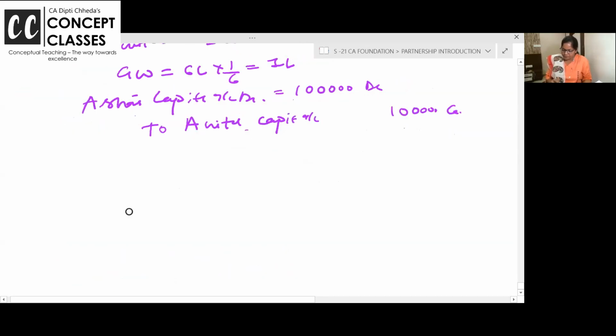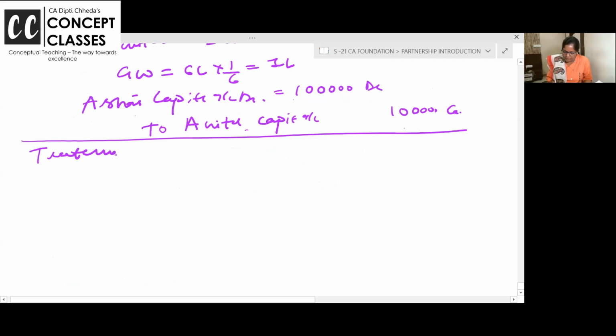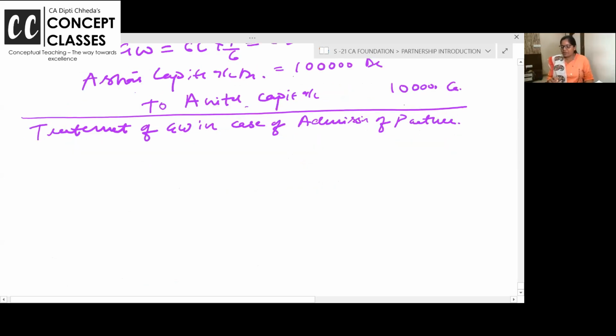Give the heading in your notebook. Treatment of goodwill in case of admission of partner. Treatment of goodwill in case of admission of partner. Problem number 18, we are doing it first.